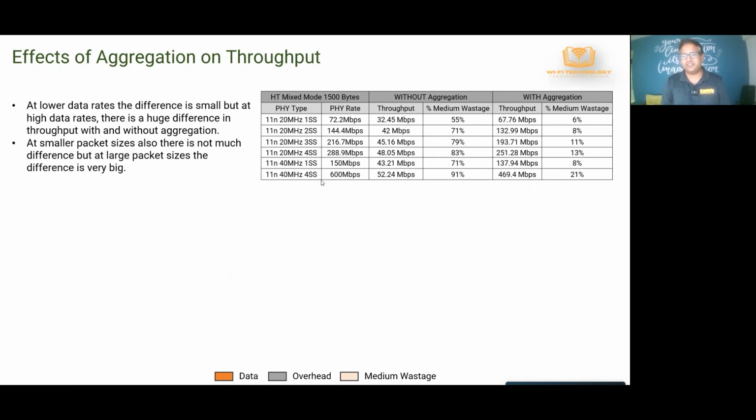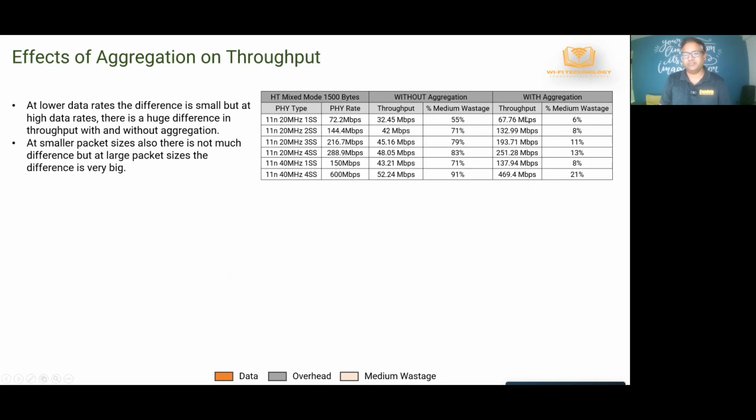So, for example, if you look at this table, I used some examples of 11n, 20 megahertz, one spatial stream, 11n, 20 megahertz, two spatial streams, three spatial streams, four spatial streams, and then I went to 40 megahertz and so on. You can see as we increase the channel bandwidth and number of spatial streams, the physical data rate will increase, right? As the physical data rate increases, this table shows the wastage of medium without aggregation, and this table shows the wastage of the medium with aggregation.